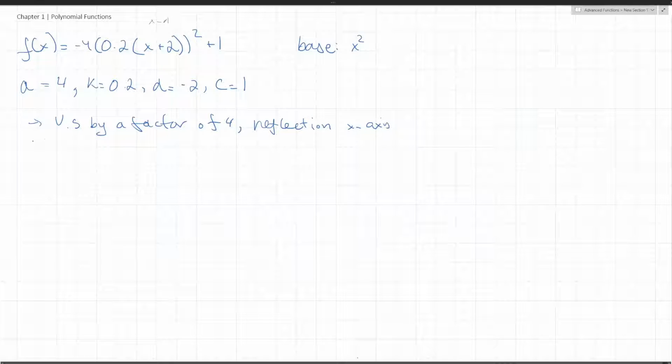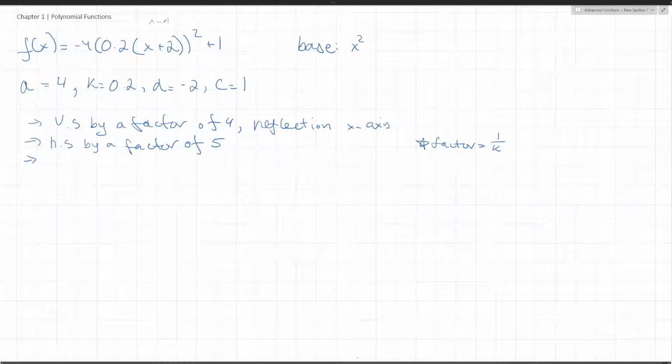And then we have a horizontal stretch by a factor of 1 over k, remember. The factor is equal to 1 over k, which in our case is going to be 1 divided by 0.2, which is 5, so a factor of 5. And since this is a number greater than 1, it has to be a stretch. We don't see a negative here, so there's no reflection in the y-axis.